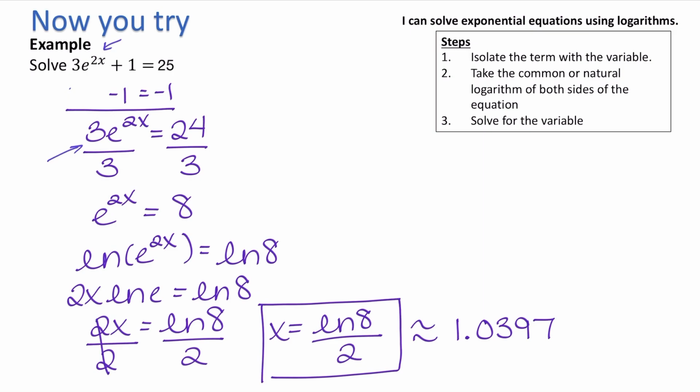I'm going to take the natural log of both sides, and I'm going to use the power property to bring that 2x down in front. So I have 2x natural log of e equals the natural log of 8. And then I'm going to divide both sides by 2 because this natural log of e term just becomes 1. So all I'm left with is 2x. Then divide both sides by 2, and I get natural log of 8 over 2. If I do that on my calculator, natural log of 8 divided by 2, that gives me 1.0397. That is my approximate solution.